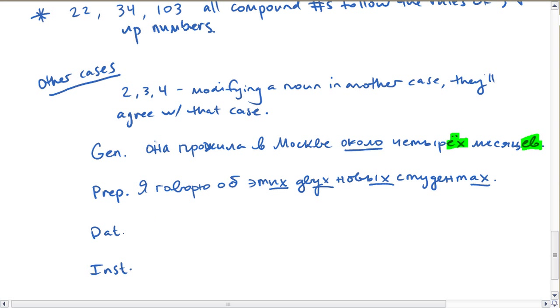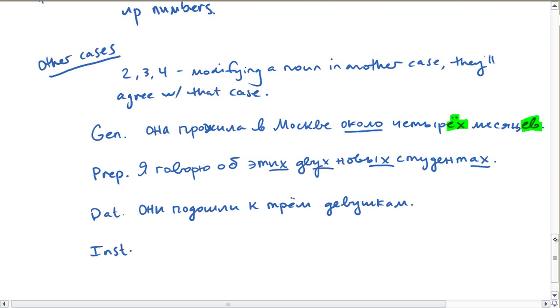Dative case. Они подошли к трем девушкам. So a group of people walked up to 3 girls. And again, we've got трем девушкам because we're in the dative case. The number and the noun are in the dative case.